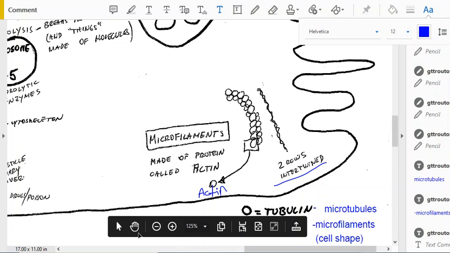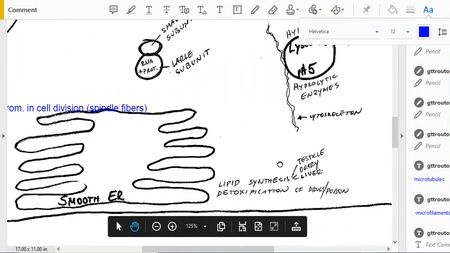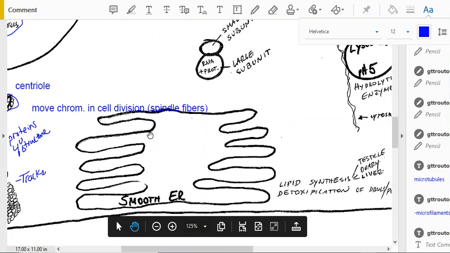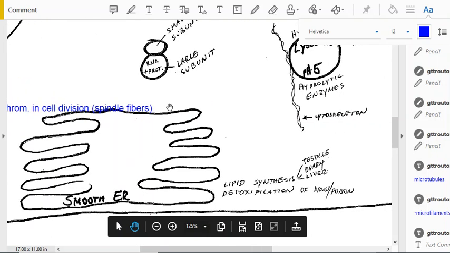All right, while we're down here, let's take a look at the smooth ER. The smooth ER is for lipid synthesis. It's smooth because ribosomes don't attach to it. There's no reason for them to. They don't get modified and they don't get folded and glycosylated in here. So this is all for lipid synthesis and detoxification.